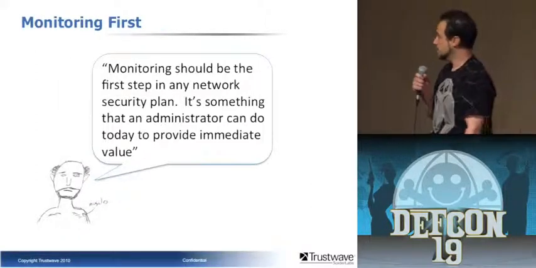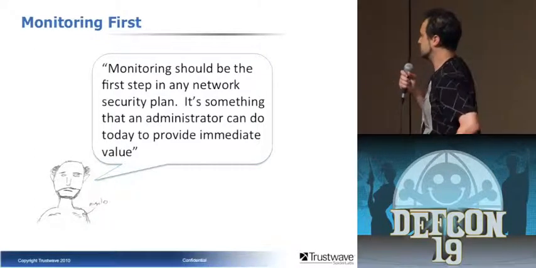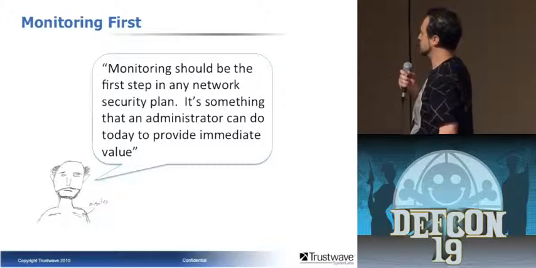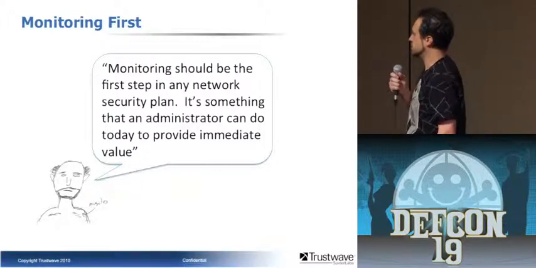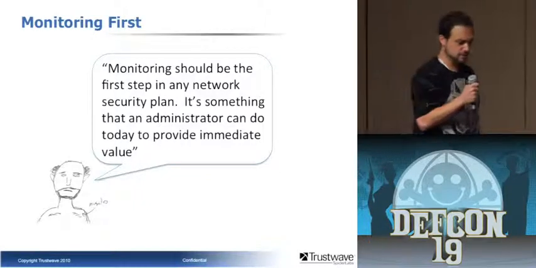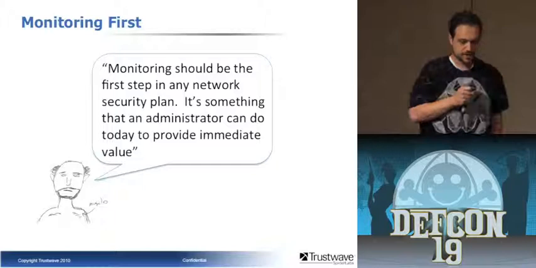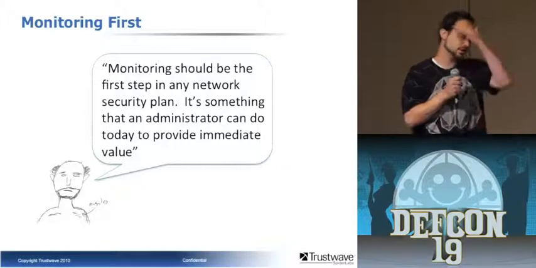But basically, what Bruce Schneier said in Cryptogram, actually 2001, about 10 years ago: monitoring should be first step in any network security plan, something an administrator can do today to provide immediate value. So that makes me feel a little more legitimate in this talk. But basically that's the concept, right? If you know what the hell's going on, you can do something about it.